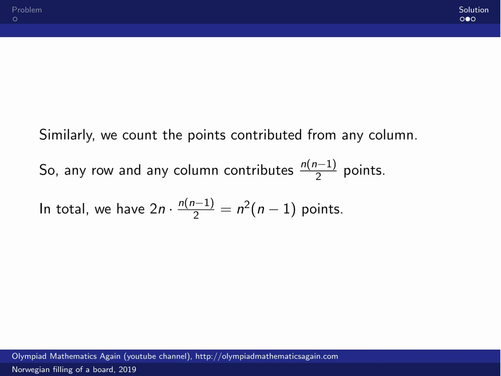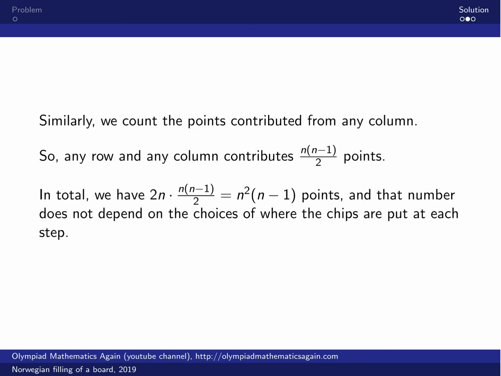So when we sum all of this together, we obtain n squared multiplied by n minus 1 points, and we notice that this number does not depend on the choices of where the chips are put at each step. And we are done.